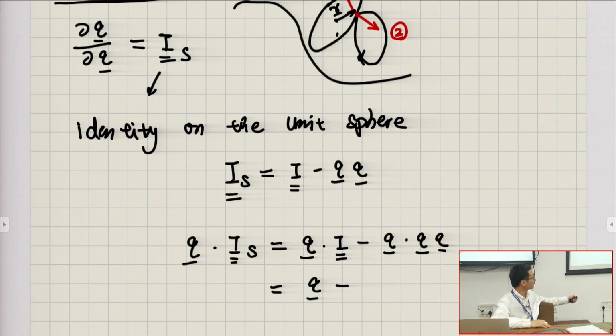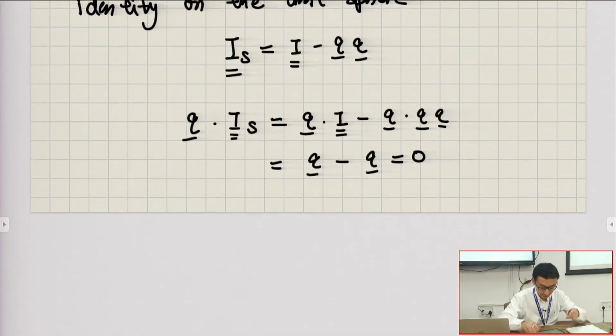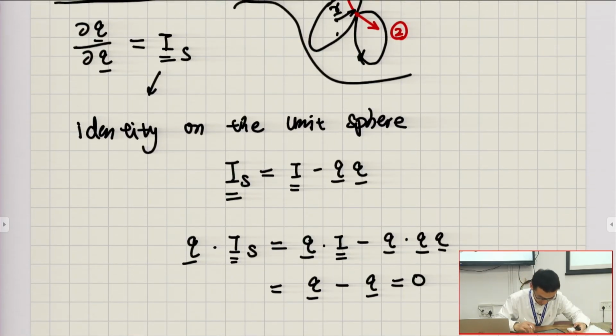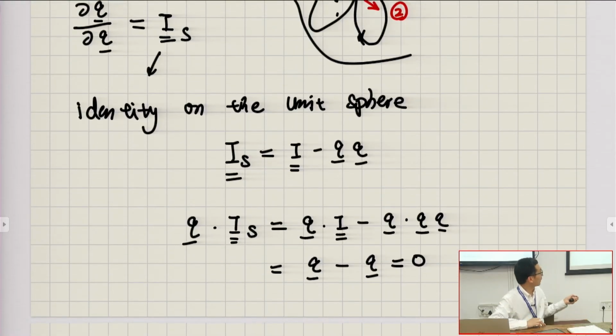What about here? What is Q dot Q? That's the magnitude, and what is the magnitude? So then that's Q minus Q, and that's equal to 0. So this tells you that this tensor is normal to Q. Of course, because Q is normal to the surface. So this is the identity on the surface. That's a geometric derivation. You can do that mathematically, which we're not going to do now, but we're going to do that on Saturday. Comments?